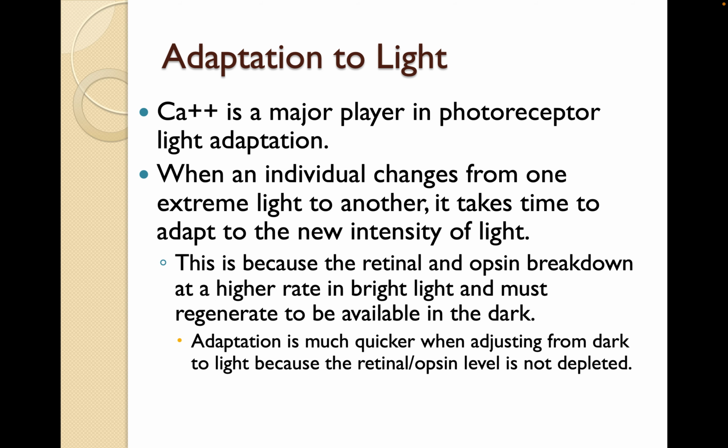Calcium is a major player in photoreceptor light adaptation. When an individual changes from one extreme light to another, it takes time to adapt to the new intensity of light. This is because the retinol and opsin break down at a higher rate in bright light and must regenerate to be available in the dark. Adaptation is much quicker when adjusting from dark to light because the retinol and opsin level is not depleted.